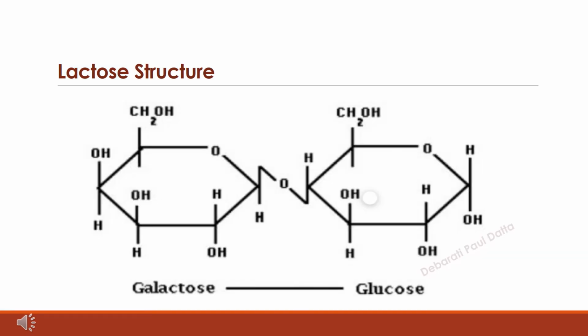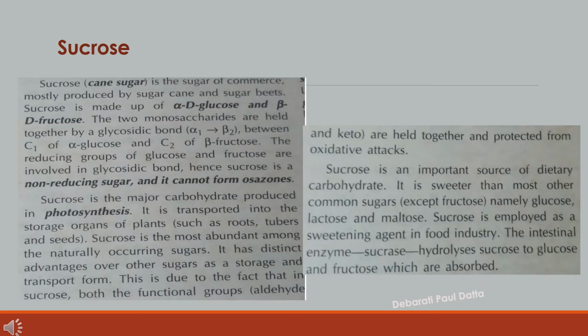Now this is the structure of lactose, where you can see the first structure is beta D galactose, which is making a glycosidic bond with the beta D glucose. These two monosaccharides are held together by a beta 1,4 glycosidic bond and make a disaccharide unit known as lactose. Now my next slide is on sucrose, which is a non-reducing disaccharide with no free aldehyde or ketone.